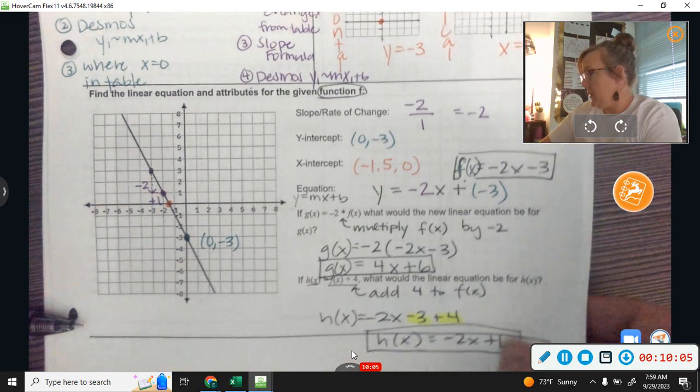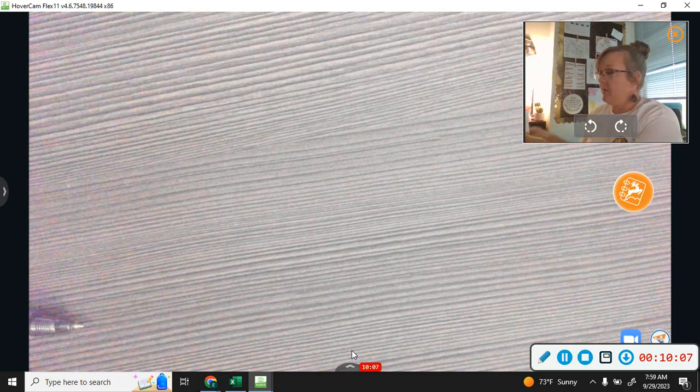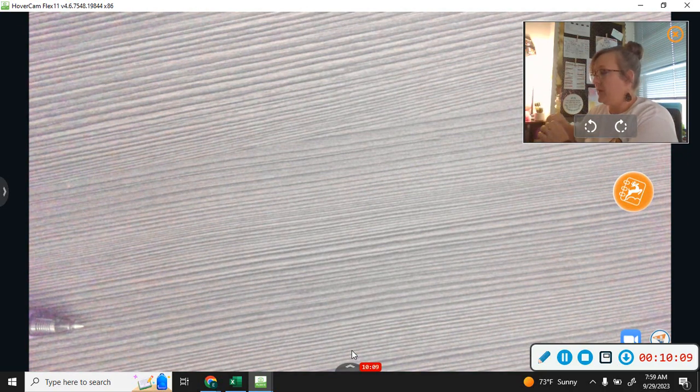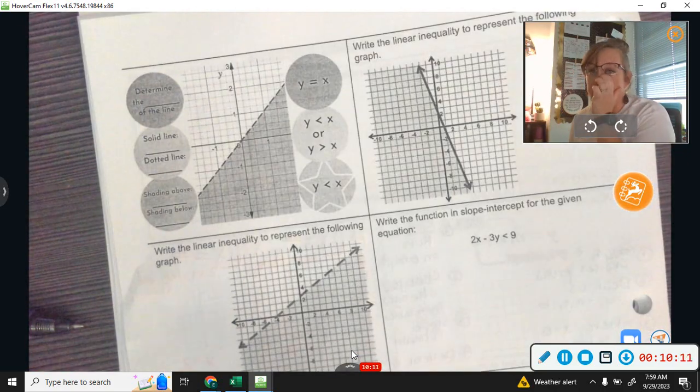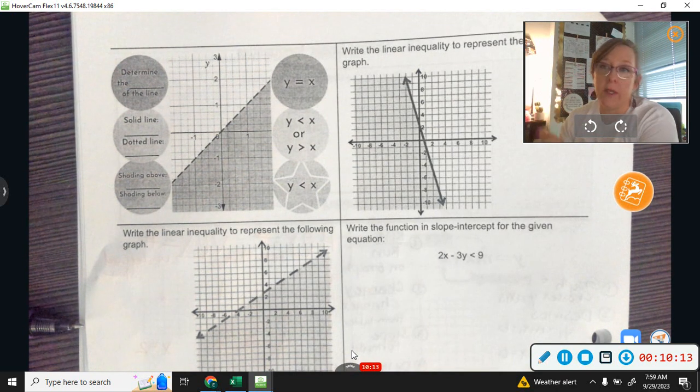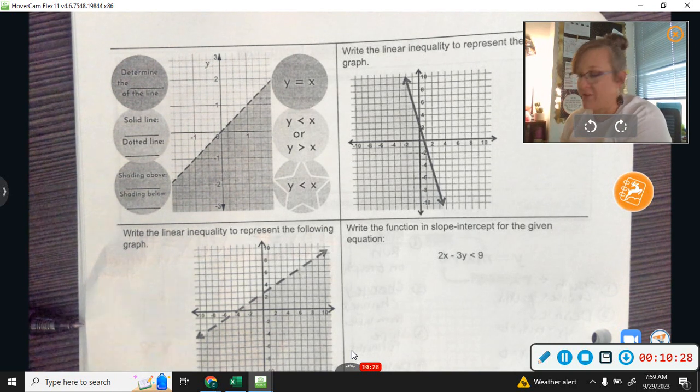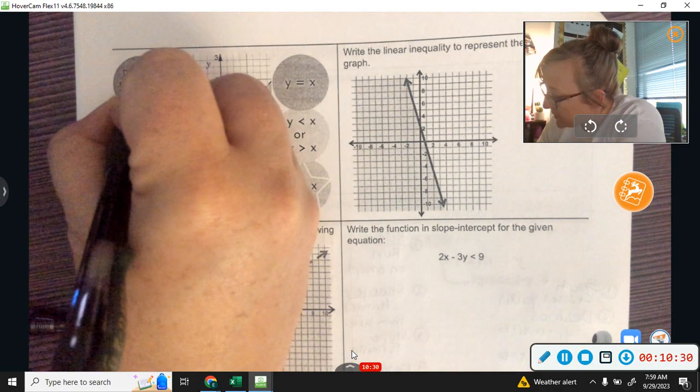All right, so let's flip over to the back. There's just a couple things I need to talk about on the back. Now that we're comfortable with writing equations, because we've been doing it and we're familiar with that, let's apply that to writing linear inequalities. It's actually the exact same steps. You're going to find the slope, find the y-intercept, write your equation. But after that, there's an extra step. So first we determine the equation of the line.